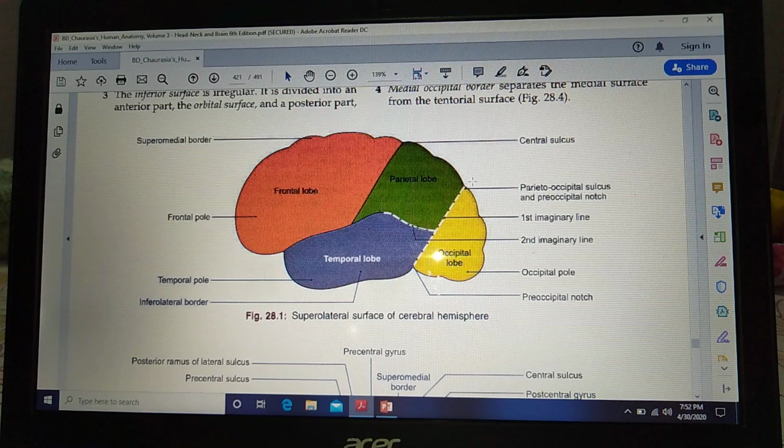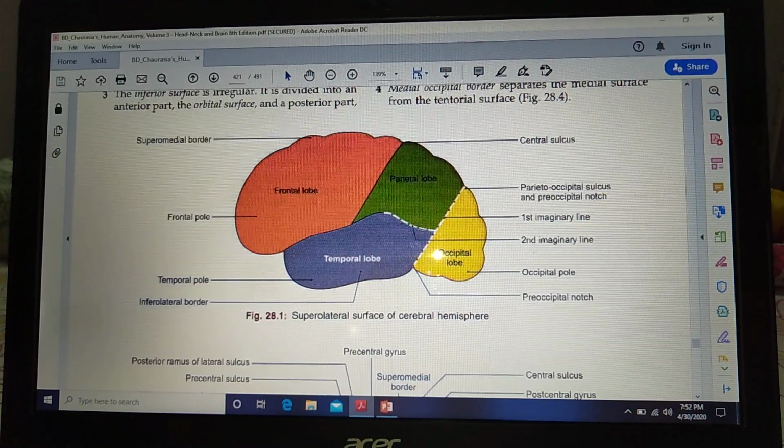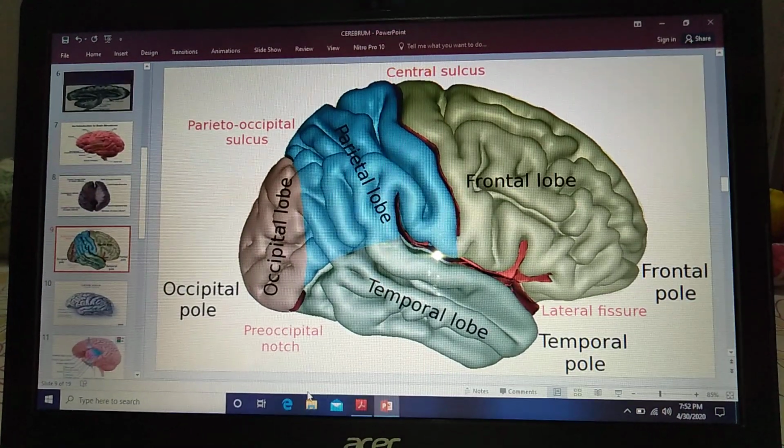Next, the last part for today is the insula, right? Some also say that the insula is another lobe, right? But actually the insula is a small region of the cerebral cortex that is located deep in the lateral sulcus, right? We'll see one diagram for it also.